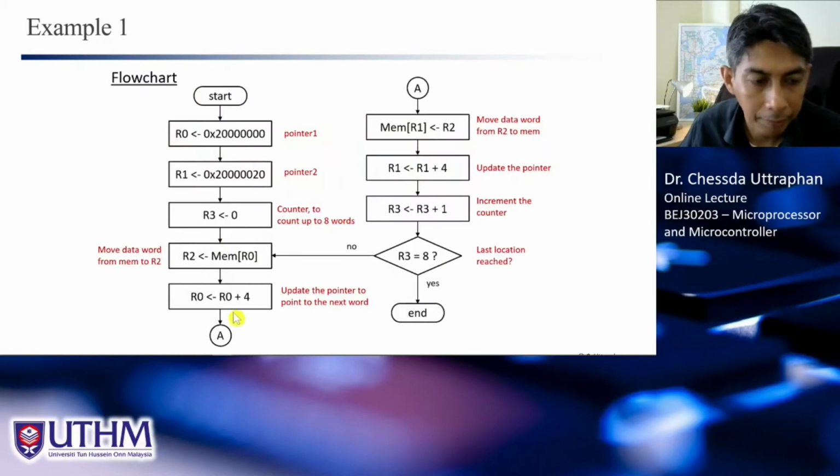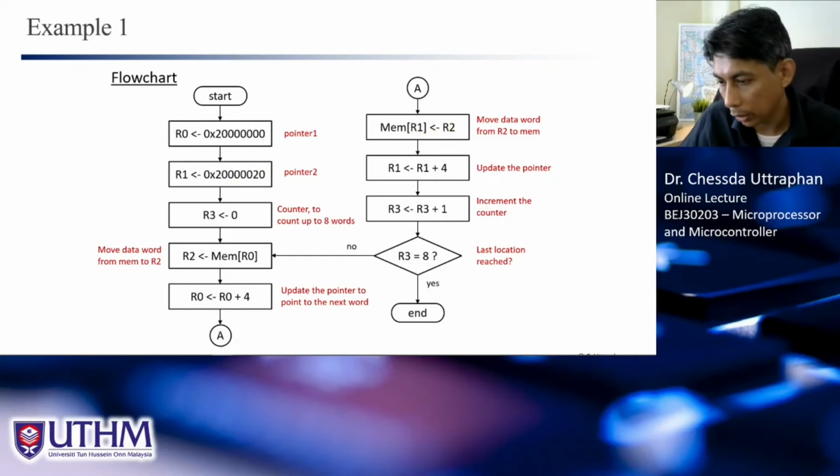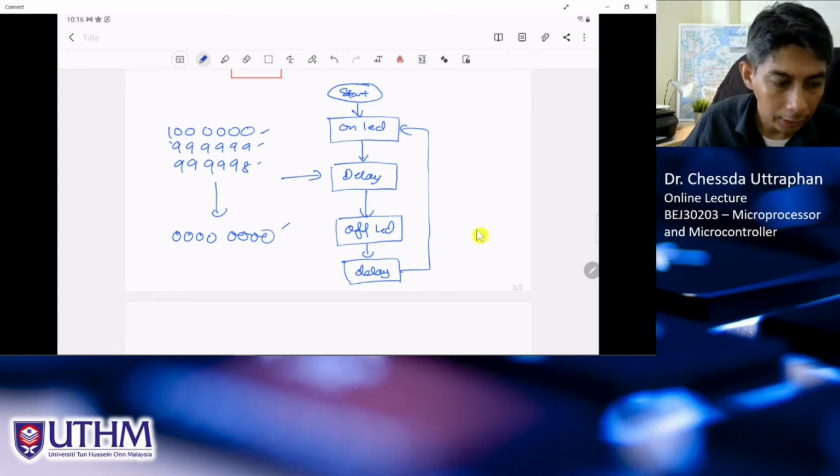This is meant by this. And after we update this, we move from the R2 into what is pointed by this R1. R1 is this. So we move to this location. So the operation will be like this.